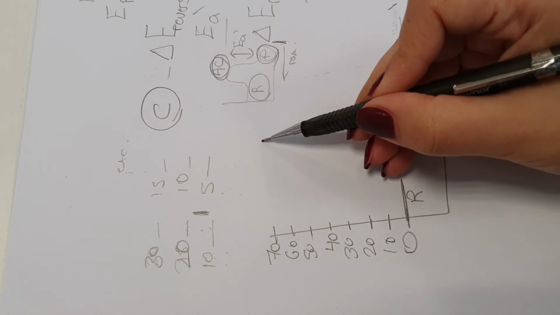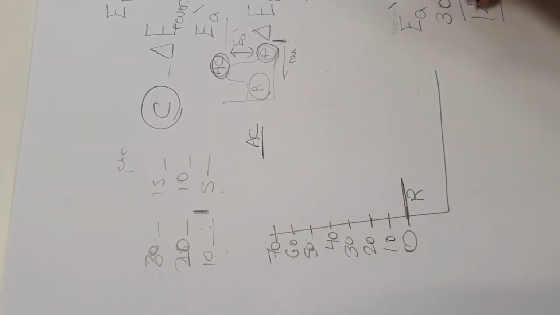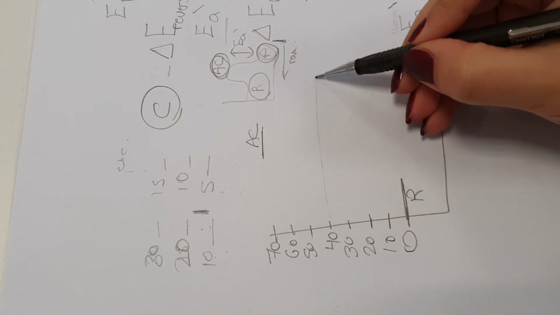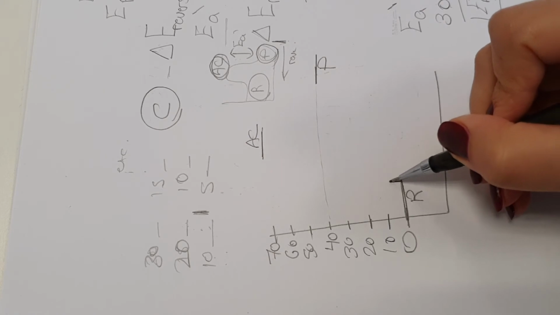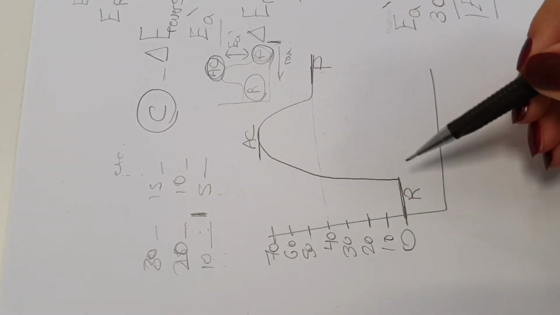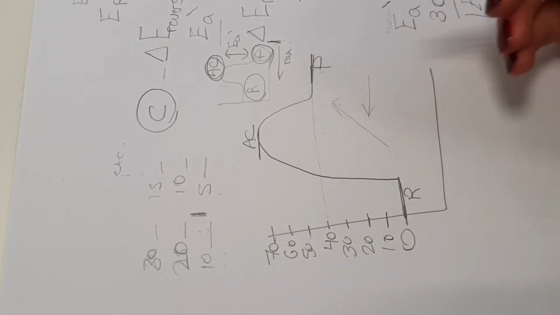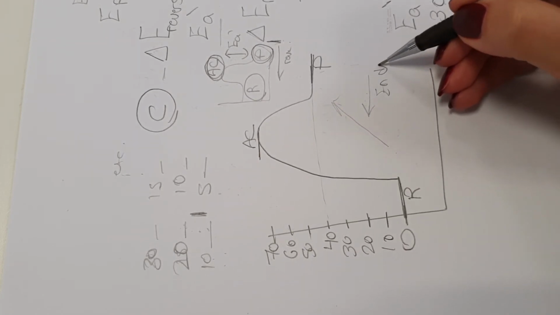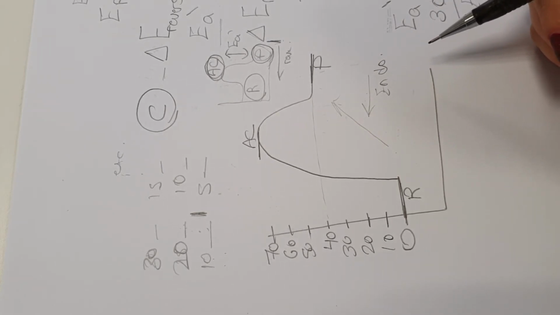Activated complex at 70, products at 40, and the reactants at 0. Again, draw. For the reactants to go up, it needs energy, so energy enters, so it is endo. So it is endo. Okay?